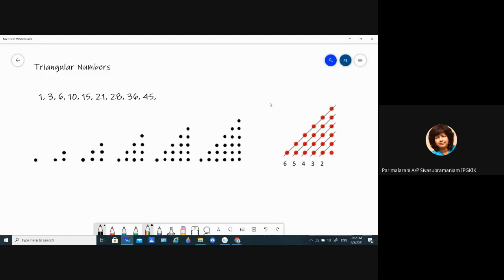So there are three types of figurate numbers that we are going to look at today. The first is triangular numbers, then square numbers, and pentagonal numbers. We are looking at these three figurate numbers. We're going to look at the characteristics of these numbers and how to derive the formulas for each pattern.